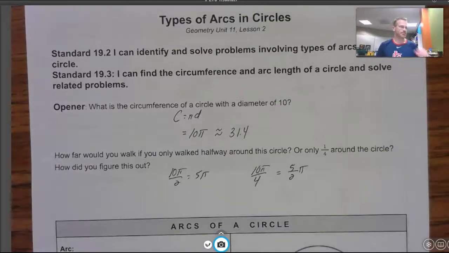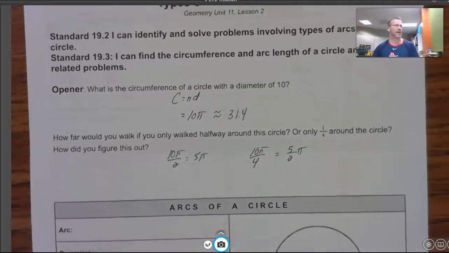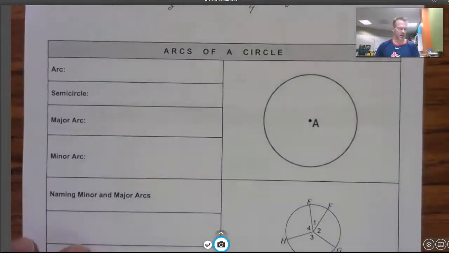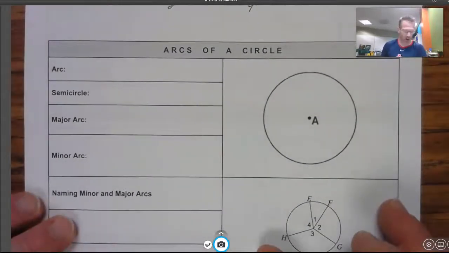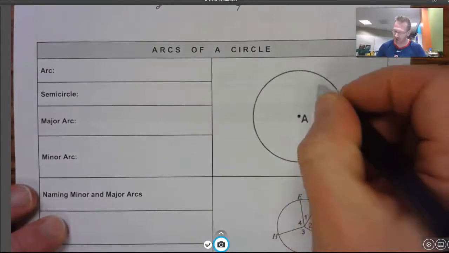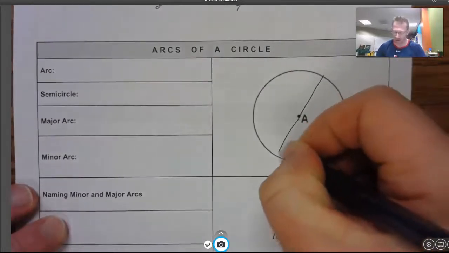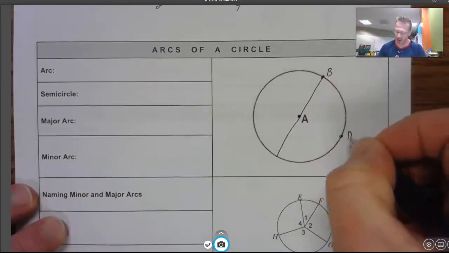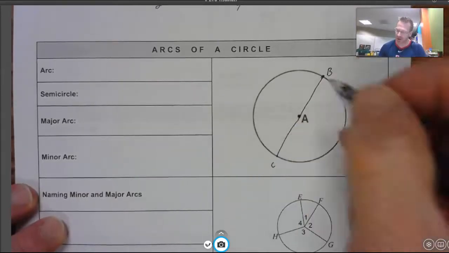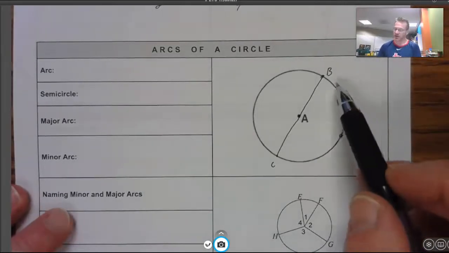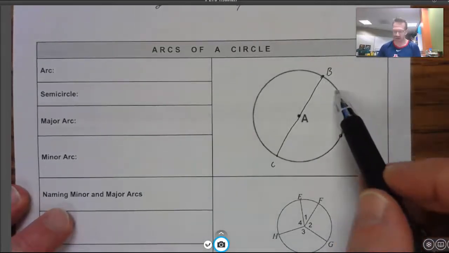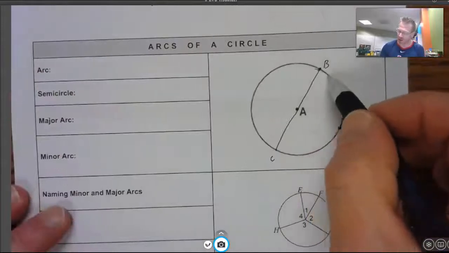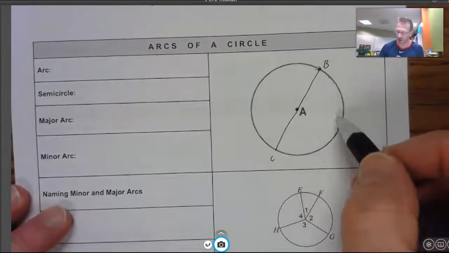All right, so now, just like in the last lesson, there's a little bit of terminology we have to get through. So let's go down and start doing that. Okay, so arc. An arc is, and I'm going to put a couple of points on our circle here, the continuous part of a circle between 2 points. So like if I go from B to D, that's an arc.